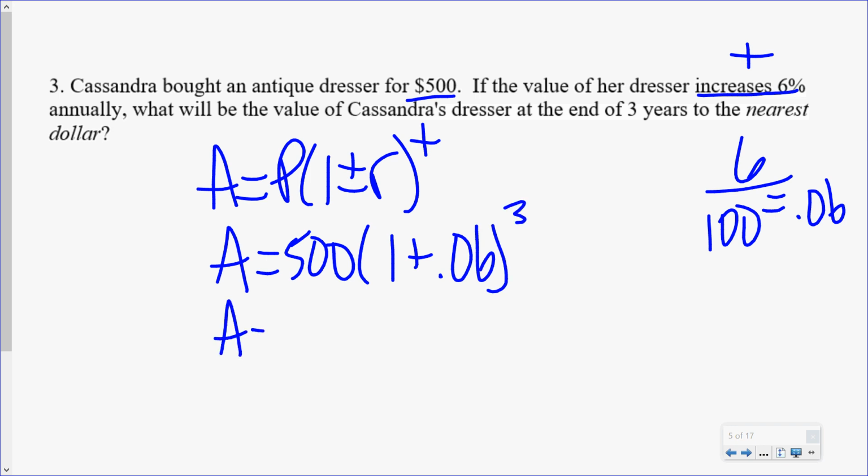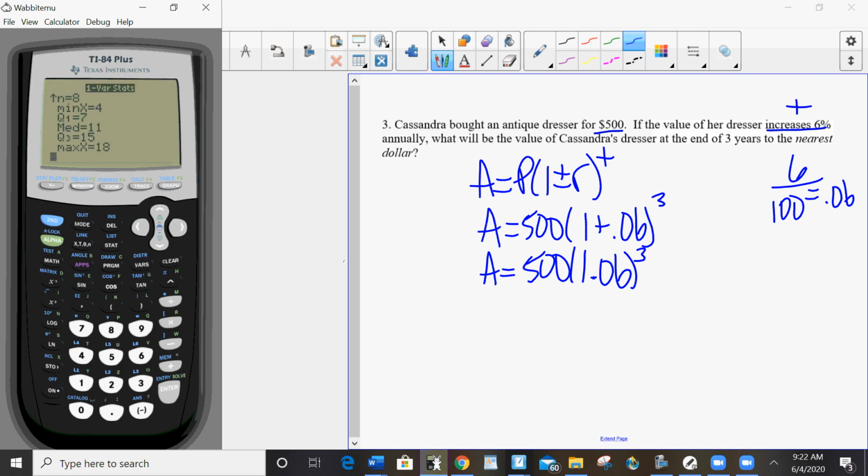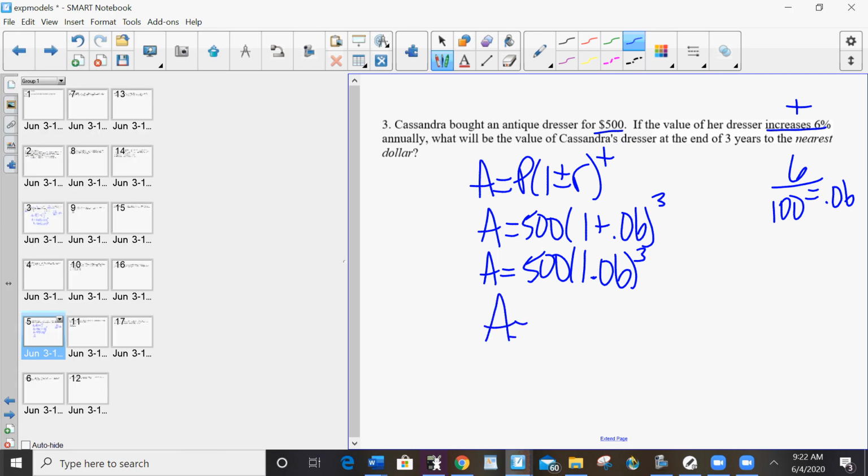Now in general, I like you to combine what's in the parentheses because if it's asking for an actual equation, it's multiple choice. A lot of times it'll be written like this. And now, because it's asking for the actual value, I'm going to go to my calculator. I'm going to type in 500, 1.06 to the power of 3 to the nearest dollar. That's 596.